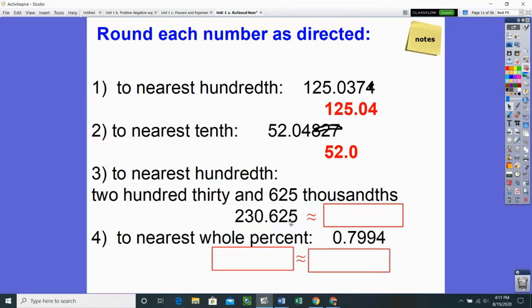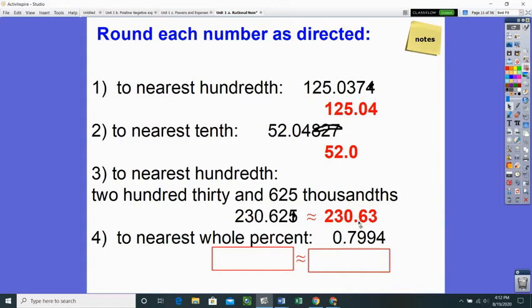So again, we're going to stop at that second place, and we're not going to even look at this 5. We don't even care about that. Will the 2 bump the 6 up or not? It will not. So rounded to the hundredths, it'll be 230.6. And you'll notice I'm using our approximation symbol.